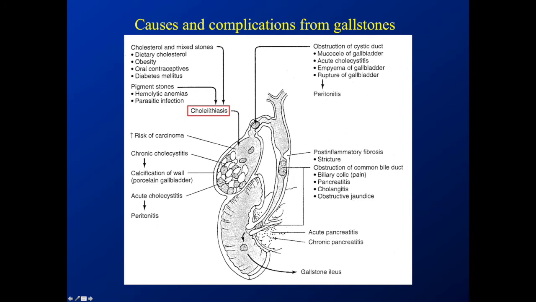You can also get blockage down the common bile duct, and this can result in pain, pancreatitis, and obstructive jaundice. You can also get a stone down at the sphincter of Oddi blocking there, and this can cause both acute and chronic pancreatitis. And then sometimes these gallstones can get into the small intestine themselves and go down, and then can block the ileocecal valve, which is a narrow opening, and this is called gallstone ileus, and there's problems then of backup in the small intestine.